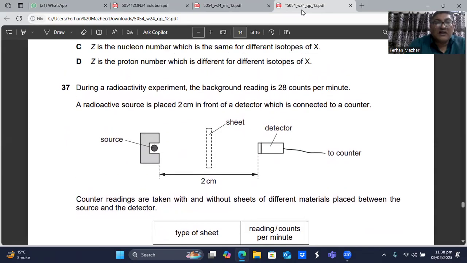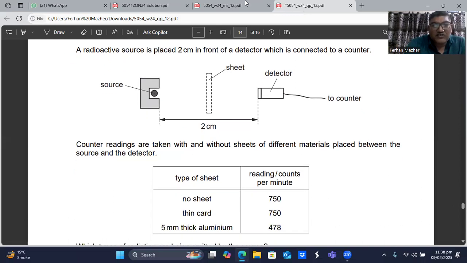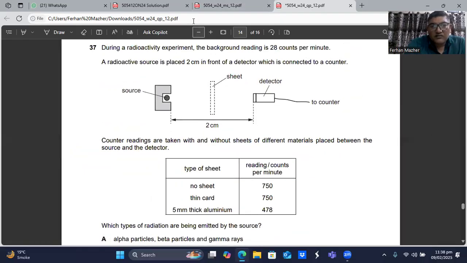It says, question number 37. During a radioactivity experiment, the background reading is 28 counts per minute. A radioactive source is placed 2 centimeters in front of a detector, which is connected to a counter. Counter readings are taken with and without sheets of different metals placed between the source and the detector. When there is no sheet, the reading on the counter is 750. When there is a thin card, the reading is 750.